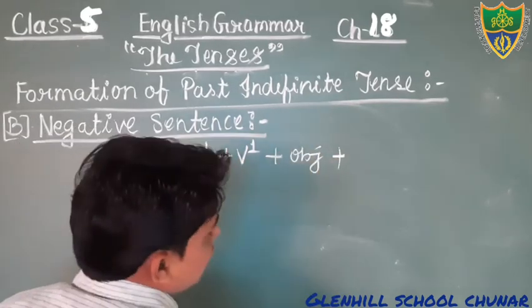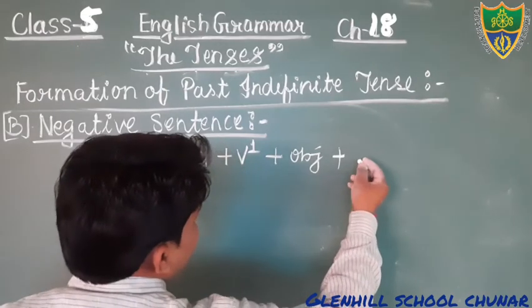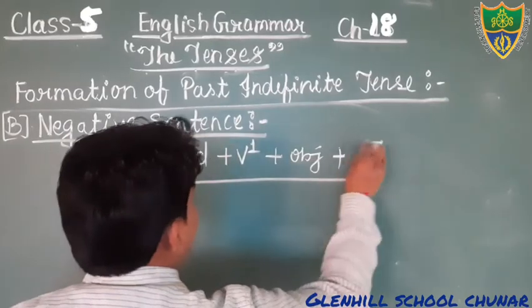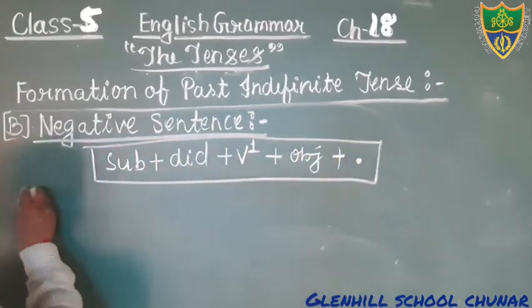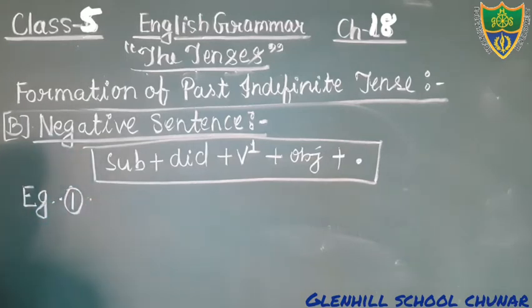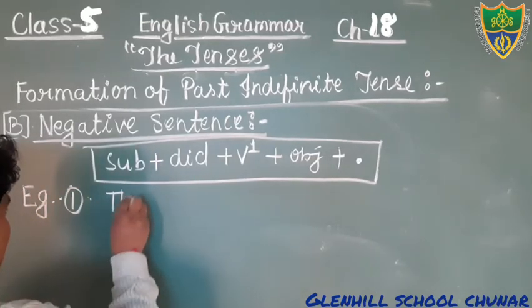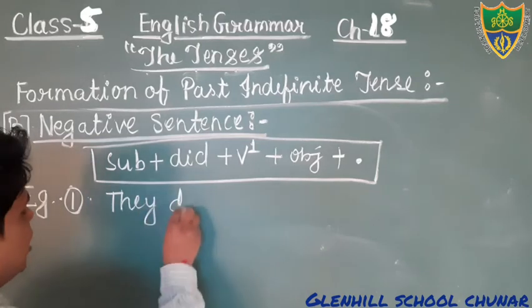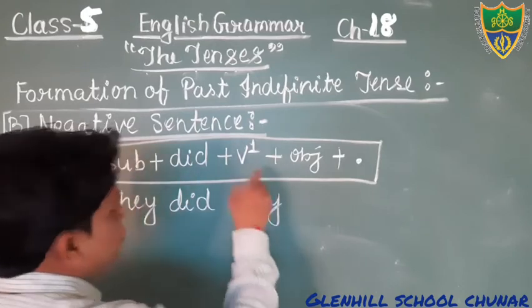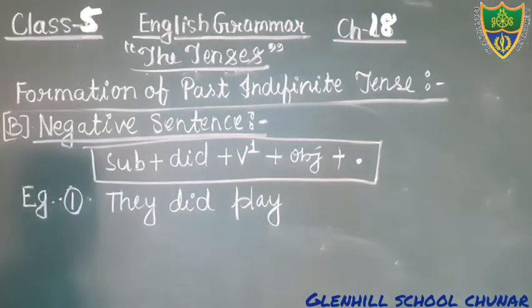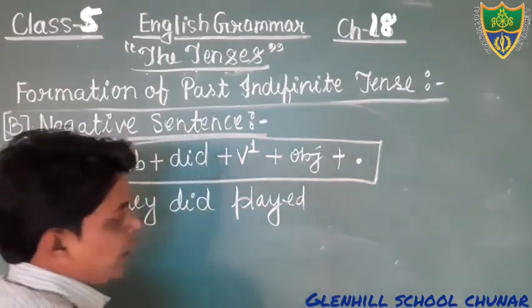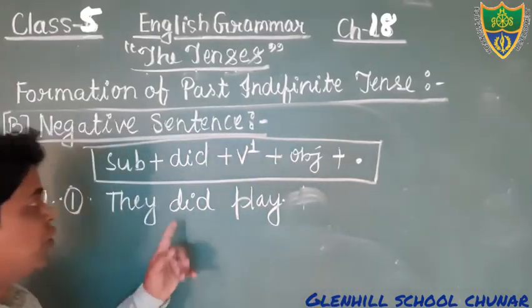If there is no object, you will not mention object, and then after you will put the full stop. And this is your structure, and on the basis of this structure we have to construct the sentences. Students, first sentence we can write here, they, just see, they did not play. Play is the first form of the verb. You have to write also the first form of the verb, not second form of the verb.